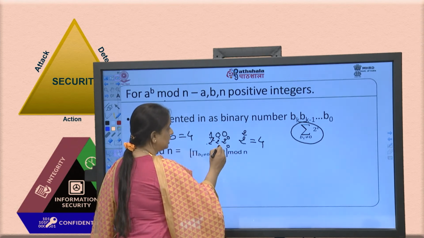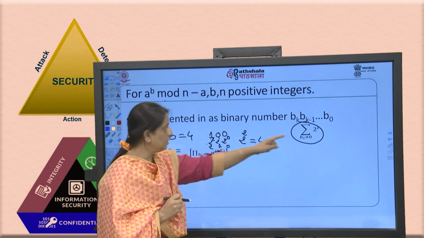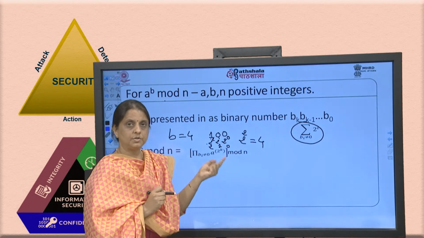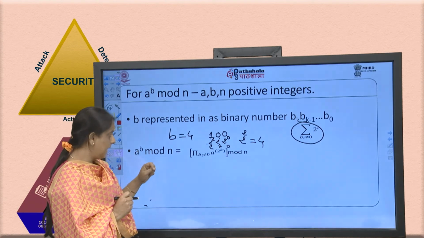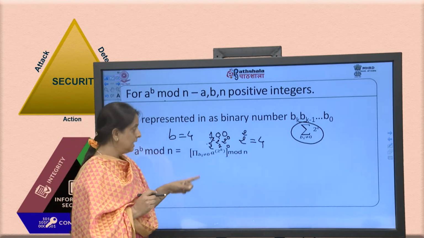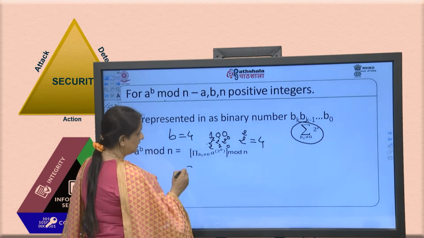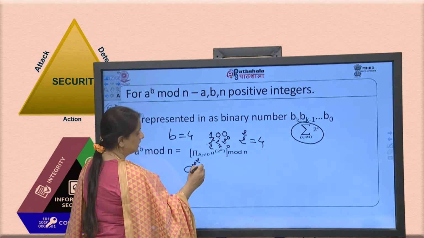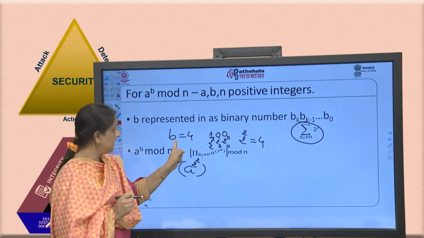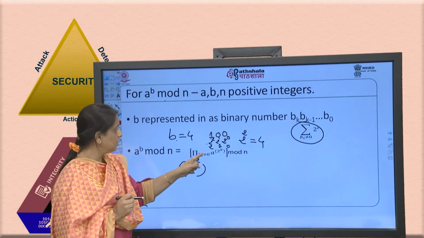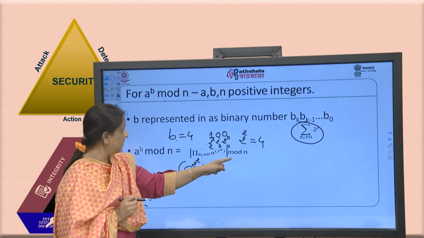This is the 0th position, this is the first position, this is the second position. So, when it is not 0, you take that exponent. So, 2 raised to 2 makes 4. Now, if you want to compute a^b mod n, what we have realized is that whenever b_i is not equal to 0, you have to take the exponent. In our case when b is equal to 4, at the second position b_i is not equal to 0. So, a^(2^k) mod n.